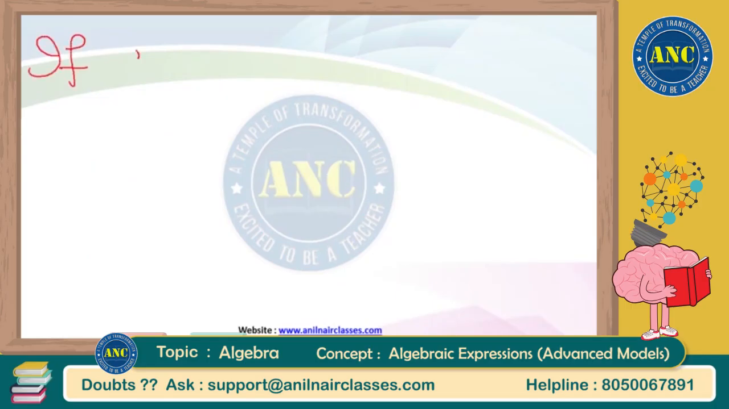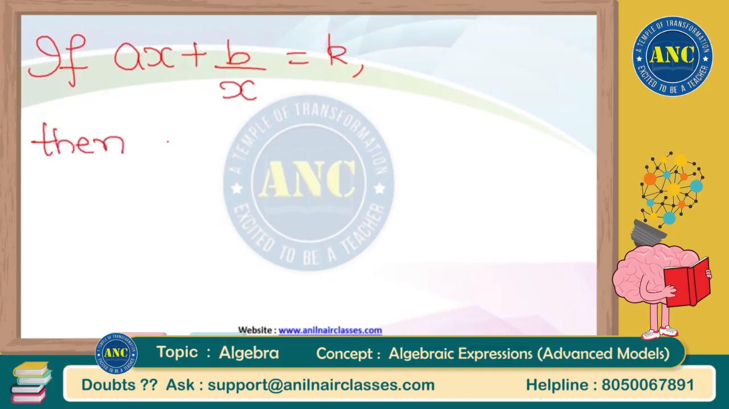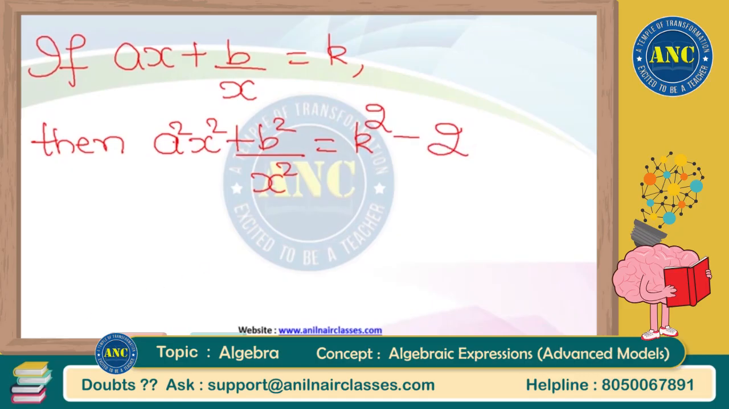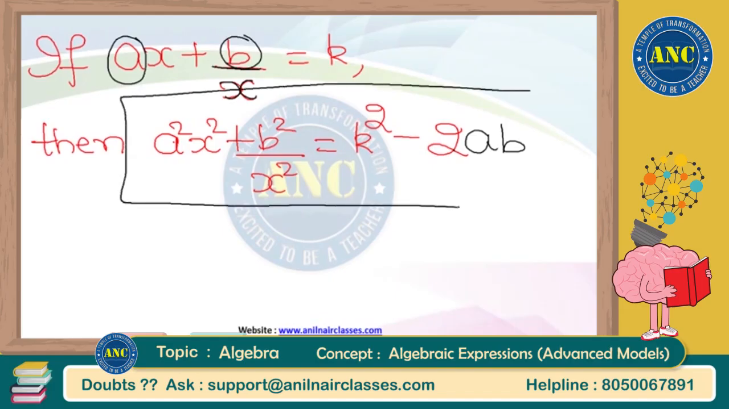If ax plus b by x is equal to k, then the very important point is a square x square plus b square by x square is, earlier we knew a form called k square minus 2. Write down the same k square minus 2 right now also, but for this 2, multiply the coefficient of x, that is a, and multiply the coefficient of 1 by x, that is b. So the final expression is k square minus 2ab.